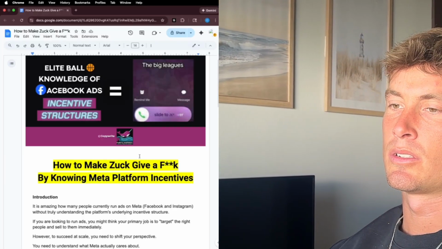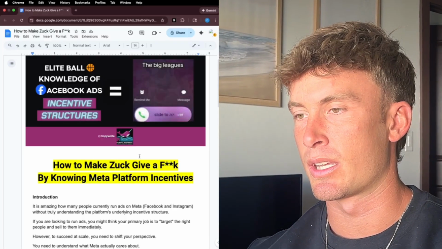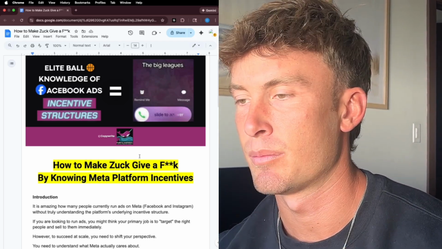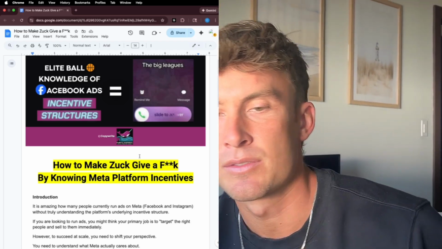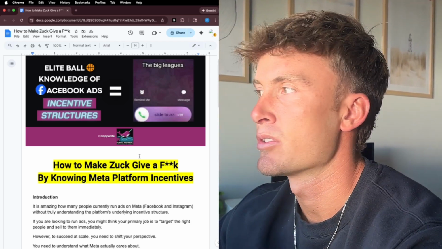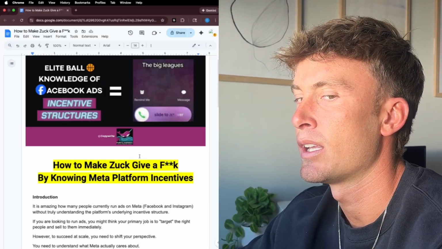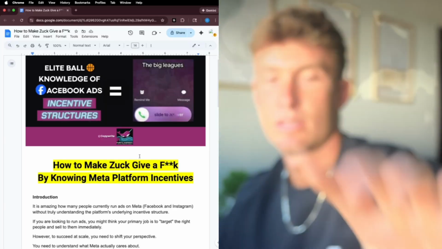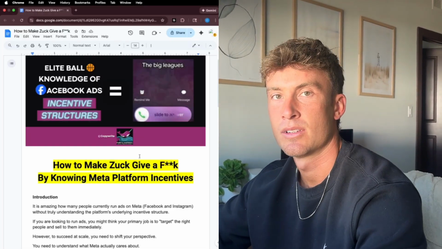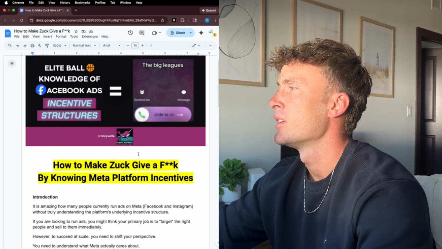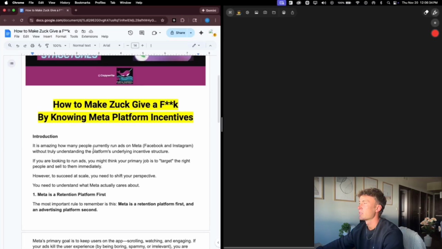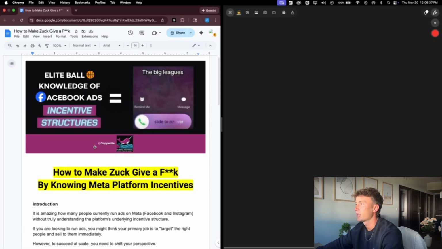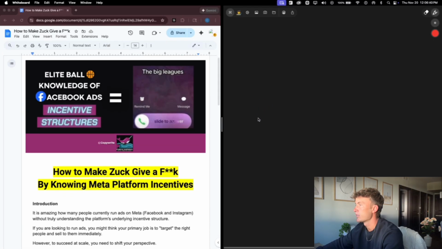So we're gonna go over in this Google Doc how to make Zuck give a fuck by knowing Meta platform incentives. And yeah, we're basically just gonna get into it. So hopefully you guys can see this. I have the paint thing going on here, so I'm gonna just draw it out because it's easier to see when you draw it out.